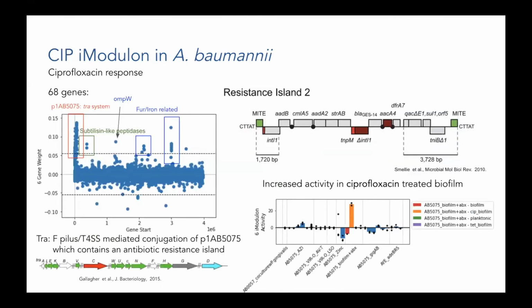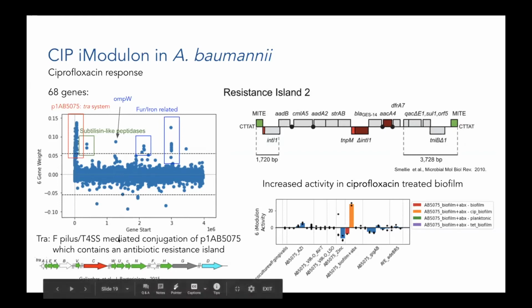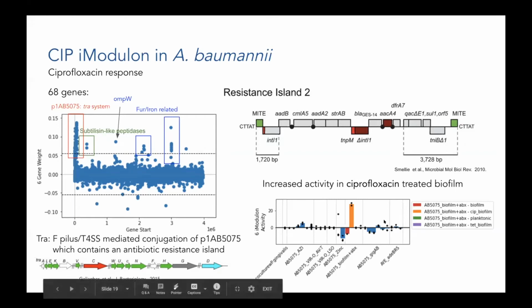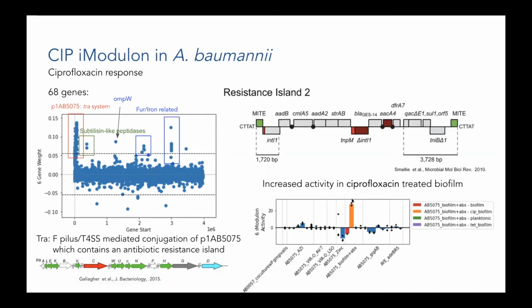We also see antibiotic responses in Acinetobacter baumannii. This is showing an iModulon that is specifically activated by ciprofloxacin. It has 68 genes, including the TRAF system, which contains an antibiotic resistance island, shown here. It also has OMP-W, an outer membrane protein, some iron-related genes, and subtilisin-like peptidases. We can see that this group of genes is specifically activated when we treat the cells with ciprofloxacin. So this is showing us a set of genes that could potentially be used to understand antibiotic resistance, treatment, and response in A. baumannii.